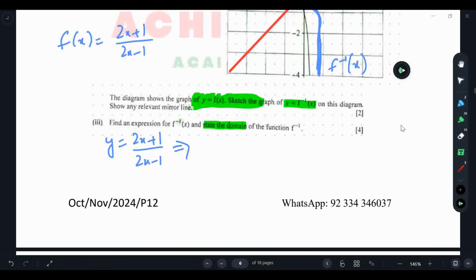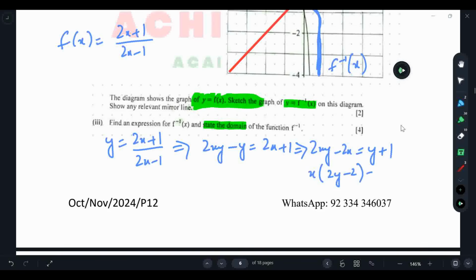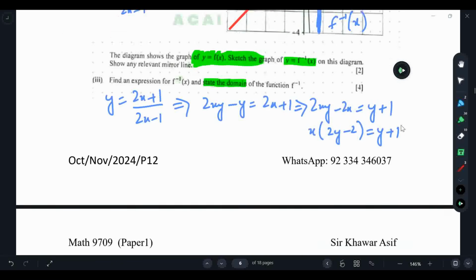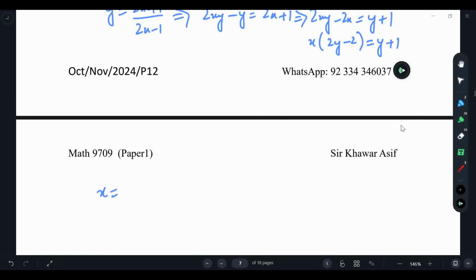So if we cross multiply it, this will be 2xy minus y is equal to 2x plus 1. And finally we will get 2xy minus 2x is equal to y plus 1. And if we take x as common, this will be x times 2y minus 2 is equal to y plus 1. Now from here we can write it as x is equal to y plus 1 divided by 2y minus 2. And finally if we replace it, f inverse of x will be equal to x plus 1 divided by 2x minus 2.